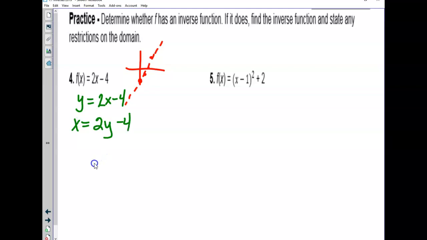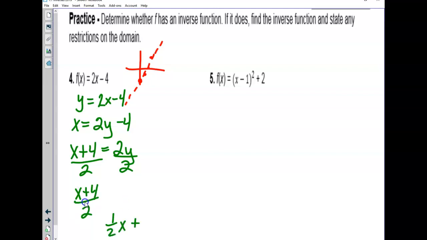Solve for y. So what do I need to do? Algebra 1 brain first says to do what? Add 4 over to the other side. And then we need to isolate y, so we need to divide everything by 2. And you could leave that x plus 4 over 2, or you could write it 1/2 x plus, and then the 2 goes into the 4 twice. Okay? And either one of those could be written as the inverse of the original function.